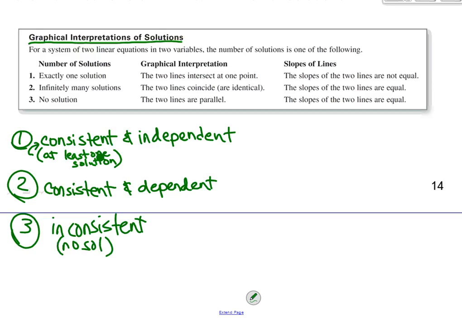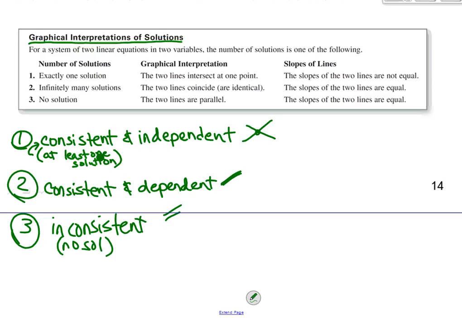So to me, that makes great sense. Inconsistent doesn't work. Consistent works. Independent, one solution. Dependent, multiple solutions. They're kind of the same line. Inconsistent is going to be that parallel. And so when we encounter these second and third cases, that's when both variables drop out when we're eliminating things.